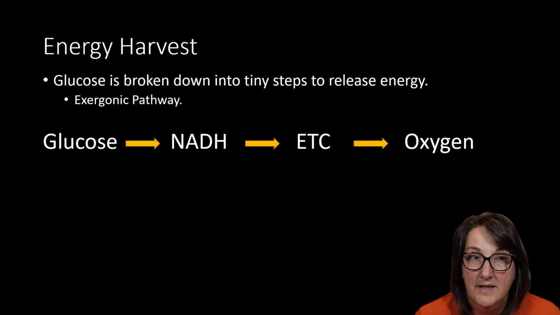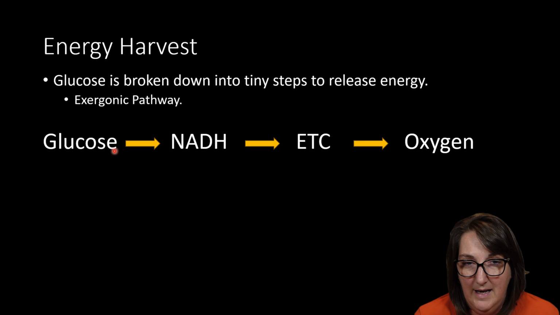I need to harvest energy, and I can harvest energy by breaking down glucose, and I've got to do it in tiny little steps. Remember, I can't break them all down at once. I've got to break it down in small little chunks. So this is an exergonic pathway. Remember, exergonic means energy is released. So I'm going to break it down with glucose.